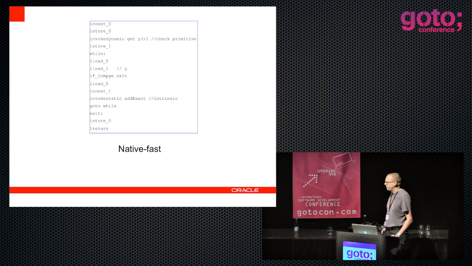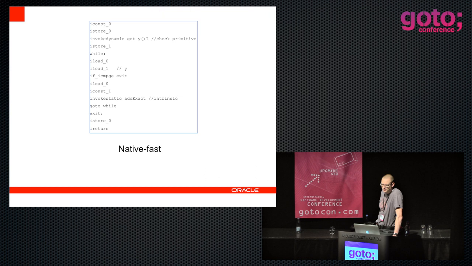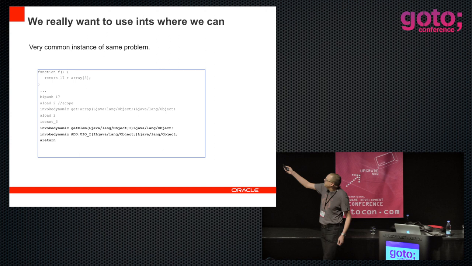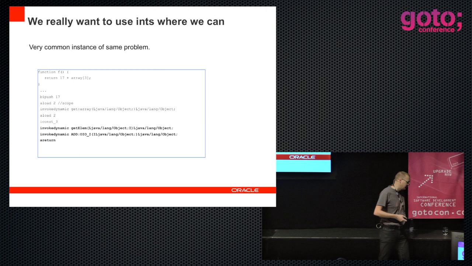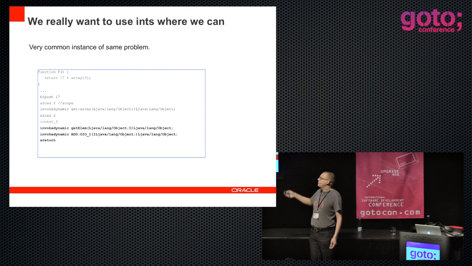Another very common instance of the same problem is that you have a function in JavaScript, like function f there. I hope the font isn't too small. I should have bumped it up a bit. It takes a number, 17, and adds an array element, array of 3, to it. And the conservative bytecode that you generate, we don't know anything about array. It's something in our scope. So, well, there's an element getter.